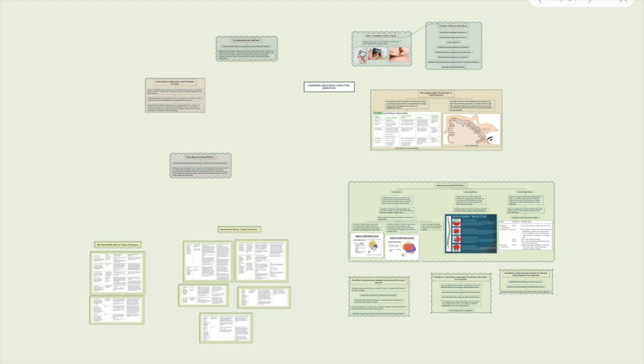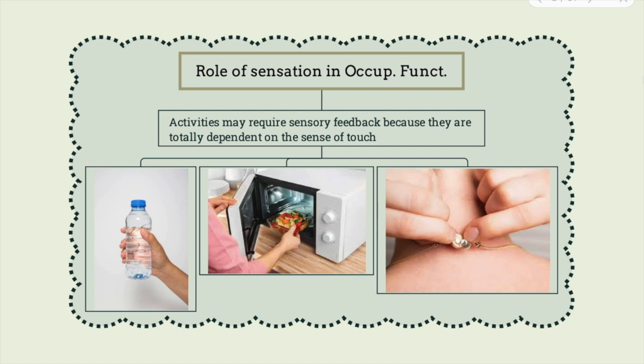Okay, so this is chapter 9 in Radomski, and it's all about assessing abilities and capacities as it relates to sensation. So what is the role of sensation in occupational functioning? A lot of the activities that we do may require sensory feedback because they're totally dependent on the sense of touch. For example, holding a bottle of water requires sensation because we have to know how firm or how soft to hold it in order to not crush it.